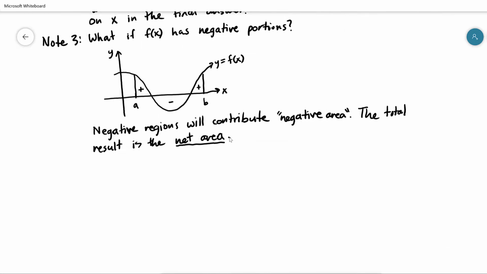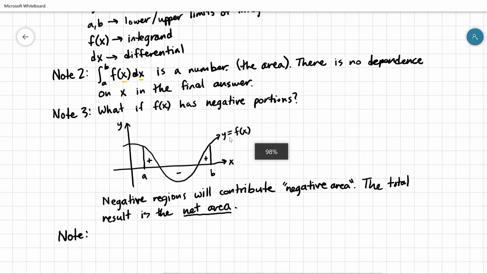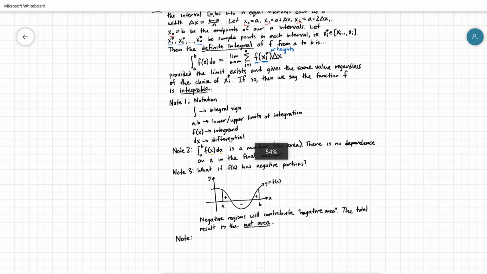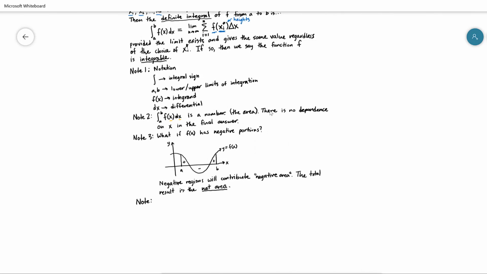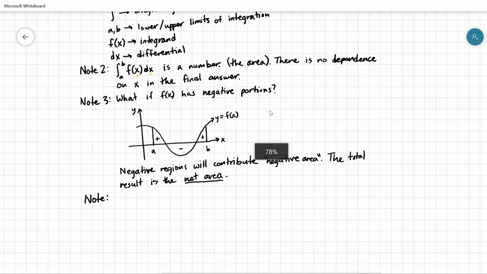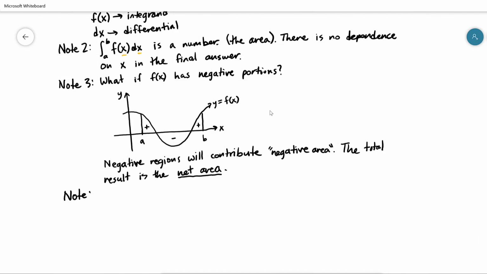One other thing worth mentioning, at the very end of our definition we had this term integral. We said that, provided that this limit exists and gives the same value regardless of the choice of xi, that means that our function f is integrable. Pretty much all the functions that we're used to dealing with on a regular basis are integrable. So this is note number 4.